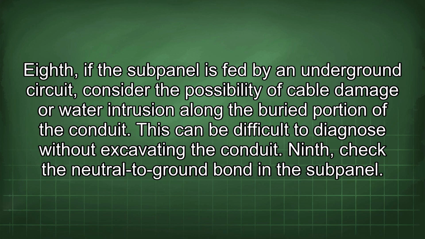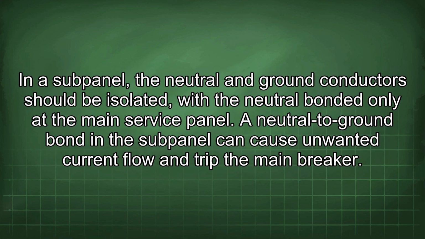Eighth, if the subpanel is fed by an underground circuit, consider the possibility of cable damage or water intrusion along the buried portion of the conduit. This can be difficult to diagnose without excavating the conduit. Ninth, check the neutral to ground bond in the subpanel. In a subpanel, the neutral and ground conductor should be isolated, with the neutral bonded only at the main service panel. A neutral to ground bond in the subpanel can cause unwanted current flow and trip the main breaker.